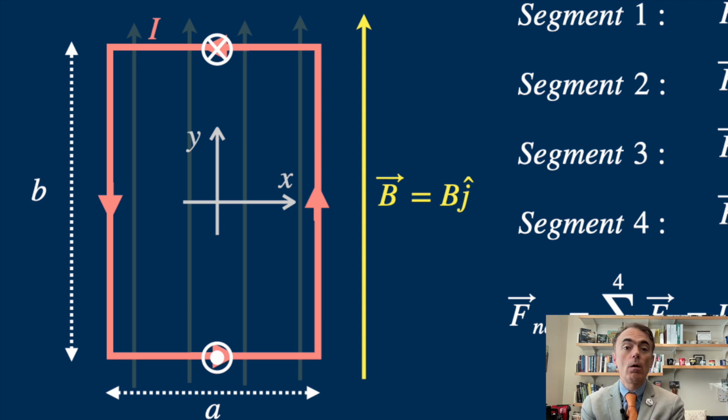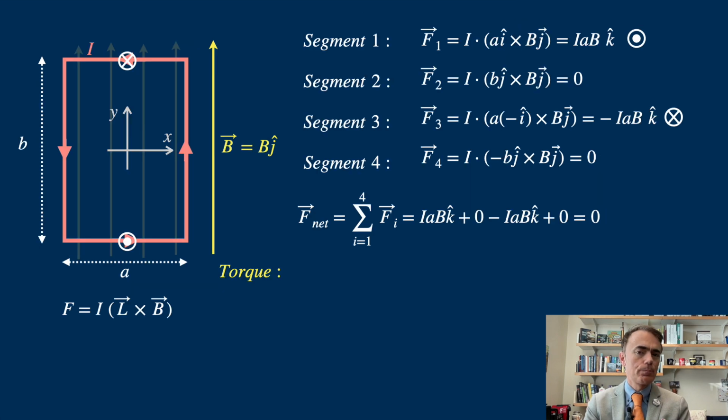Segment 3 feels an equal and opposite force F3 directed into the page along minus z. Since these forces are opposite but act at different points on opposite sides of the loop, they create a torque about the center of the loop. This torque will tend to rotate the loop. Let's determine the torque exerted by the forces on segments 1 and 3. For a force F acting at a distance r from the axis, the torque tau is given by tau equals r cross product F.